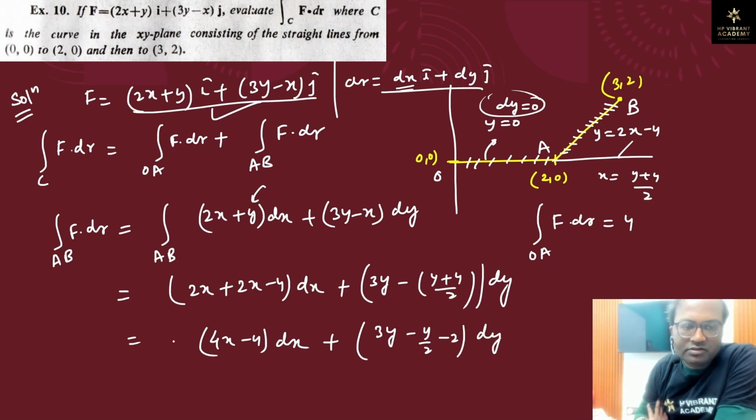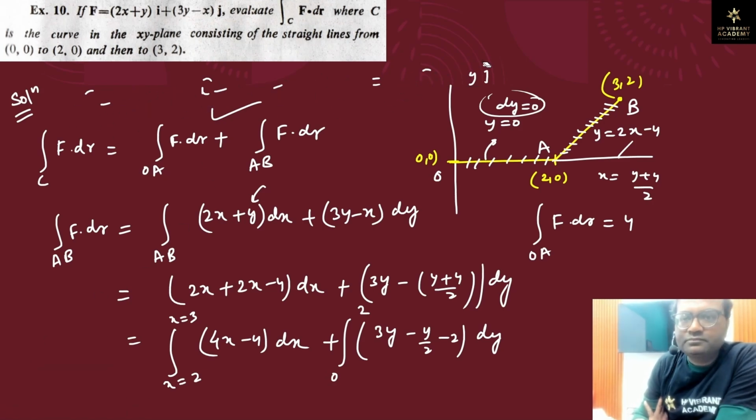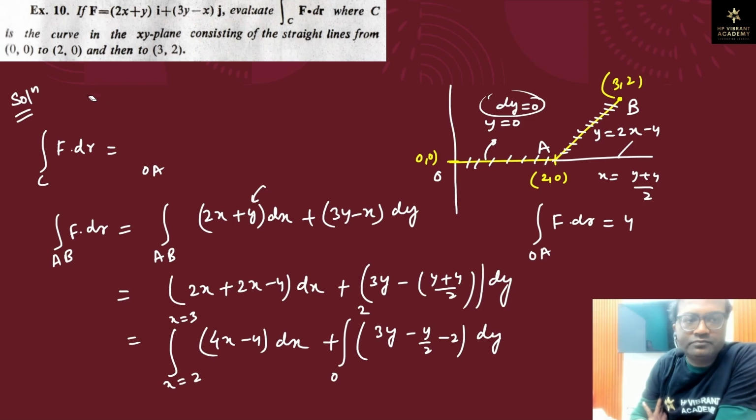Okay, so the integration limits: along AB, x varies from 2 to 3, and y varies from 0 to 2. Let us further simplify this. This is the value of I.